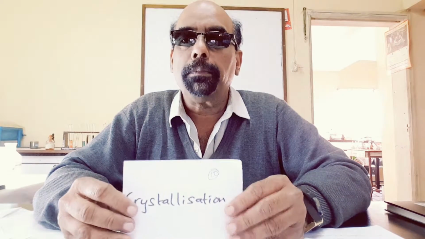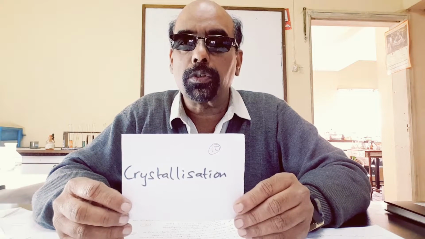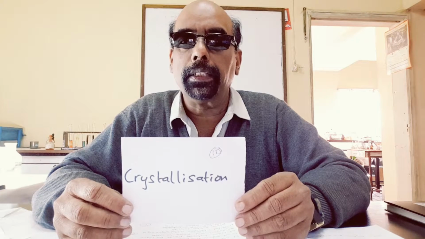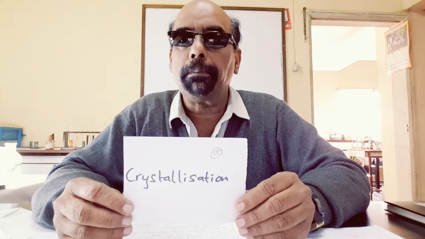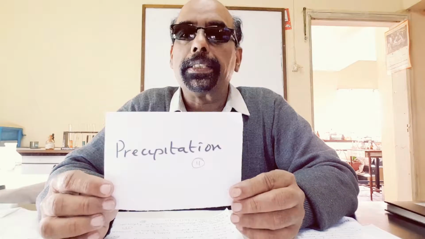Sodium chloride and sodium sulfate can be obtained from the solution by a process known as crystallization, because the salts, sodium chloride and sodium sulfate, are soluble. They have to be obtained by crystallization. When we have to prepare insoluble salts, we obtain them by a process known as precipitation. So we should know which salts are soluble and which salts are insoluble. Some salts are soluble, some are insoluble.